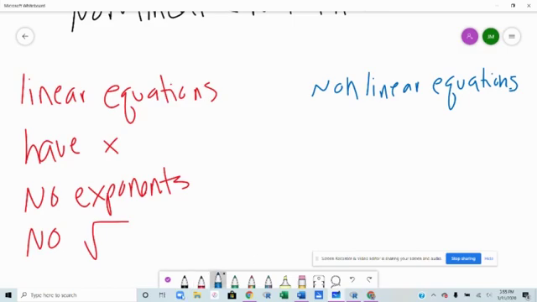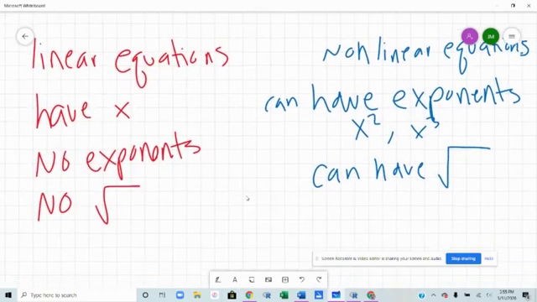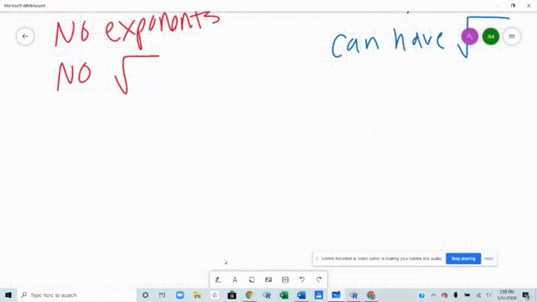Whereas nonlinears, it's not that they have to have exponents, but they might. So you might have an x squared or an x cubed. They can have square roots. That's really the biggest difference there. So a couple of examples of both.